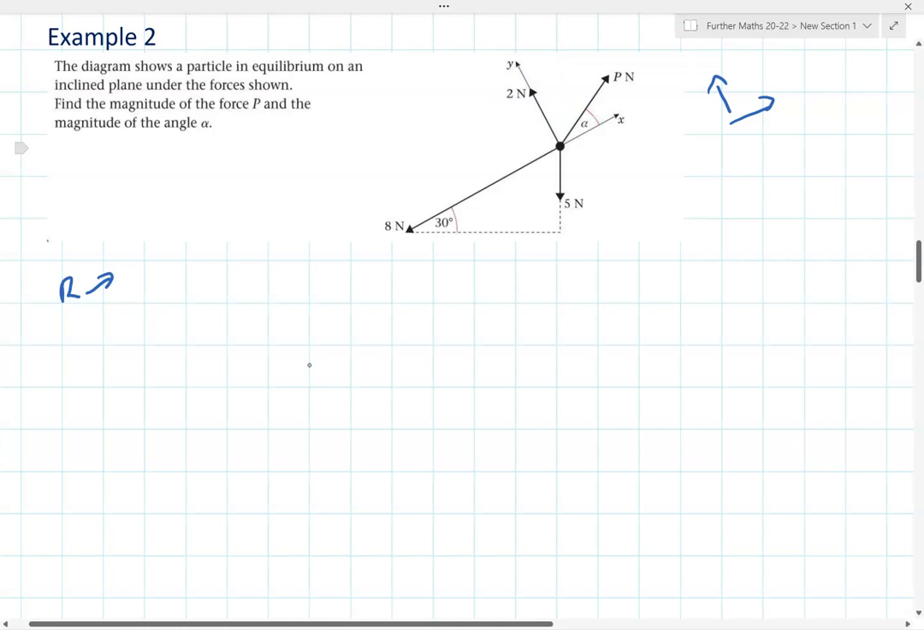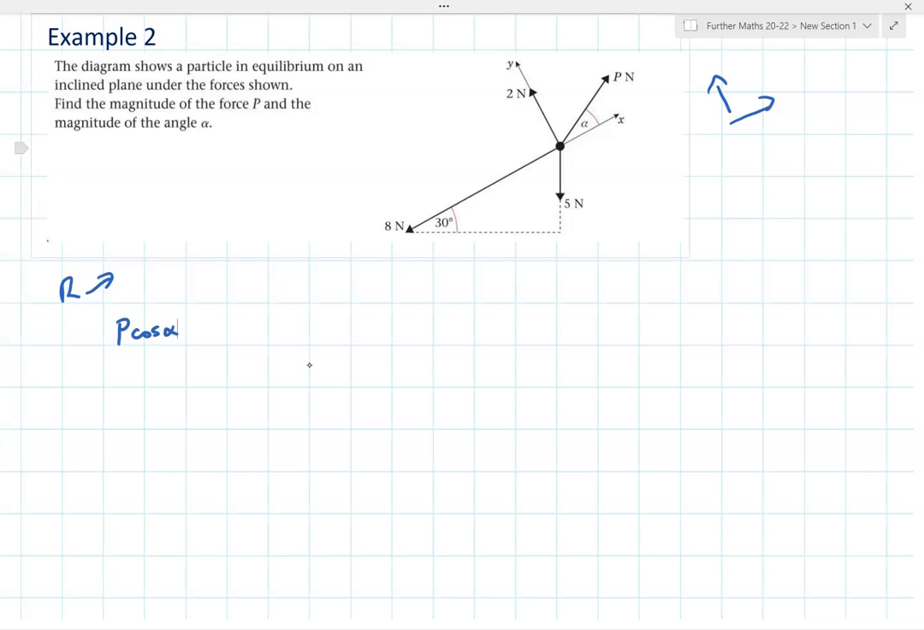And we've got the 8 Newton force. So up the slope, we've got P cos alpha. Cos alpha because it's next to the angle that I've marked here. So that's P cos alpha. And then let's mark this angle in here. With a little bit of trigonometry, we can see that this is 90 minus 30, so that's 60. So let's mark this angle as 30 degrees there.